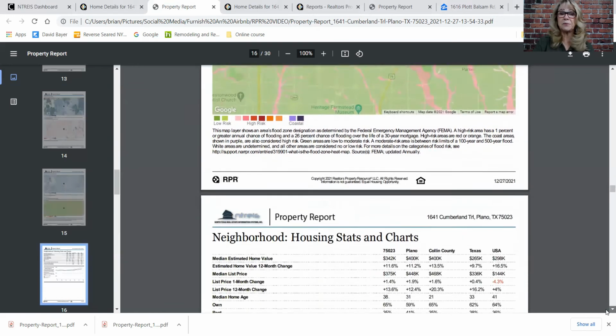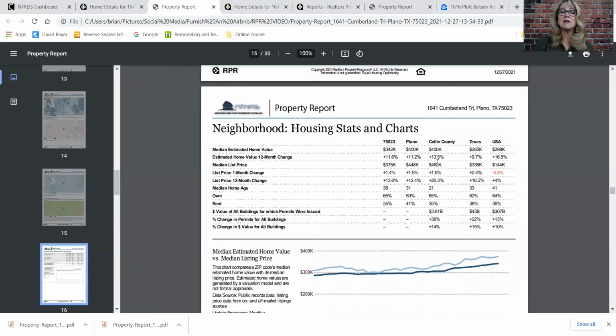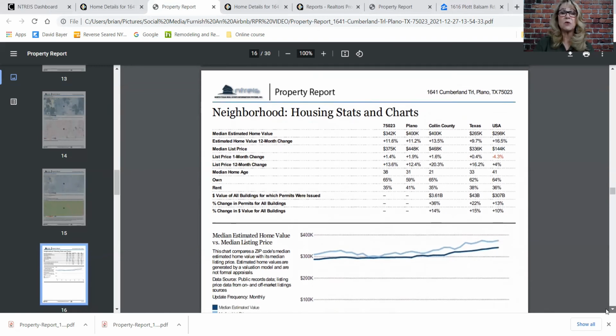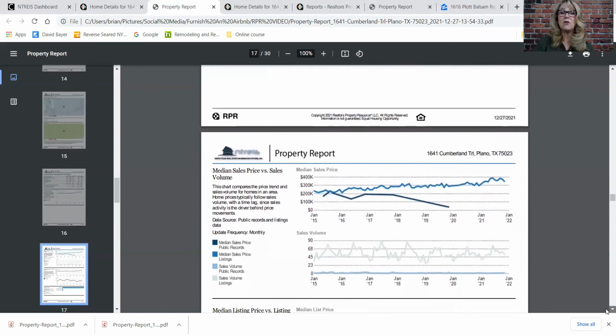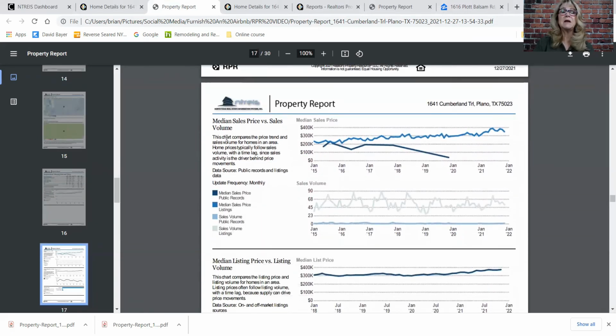When you're getting your offer ready, here are neighborhood housing stats and charts. You can see the median estimated home value for the zip code, then Plano, Collin County, Texas, and the US. So again, if you're really into numbers, this report is for you. Here we go into median sales prices versus sales volume. We've got a downswing here, but it's all over the board. I don't interpret data, so I'm just going to go ahead and move on with this one.